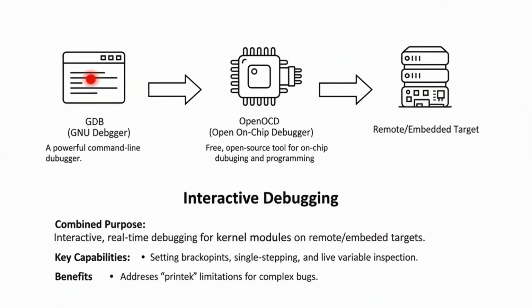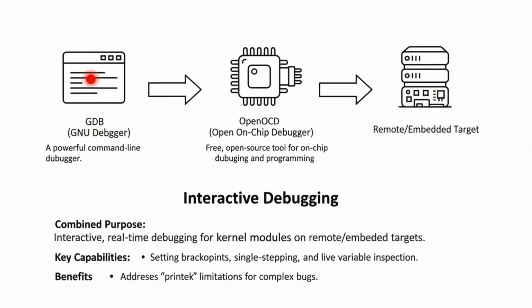Together, GDB and OpenOCD form a robust, interactive debugging solution. This allows developers to set breakpoints, single-step through kernel code execution, and inspect variables in real time on a remote target system or embedded device.